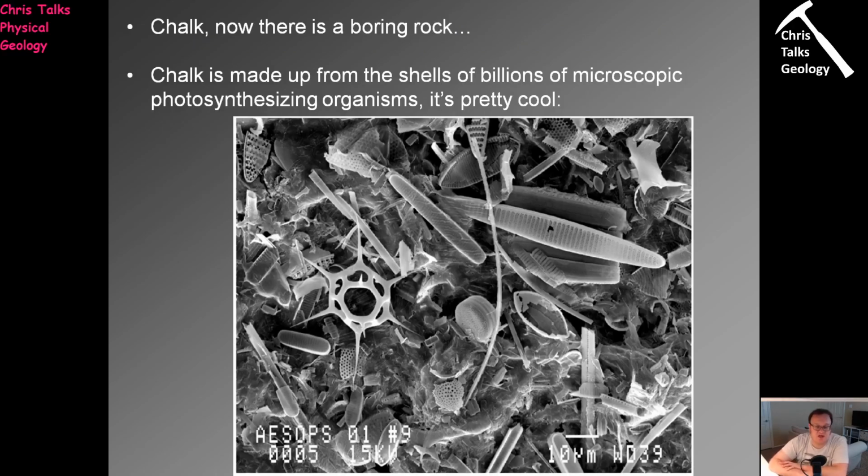However, this is what chalk actually looks like when you look at it down a very high power microscope. So you can see that each of these is a shell, or a casing from one of these very, very small microscopic organisms that was just floating around in the ocean water, happily photosynthesizing, doing its thing. And over time, the shells of these organisms built up and up and up until the layer they produced was so thick that it could be lithified to actually form a rock, and that rock is referred to as chalk.